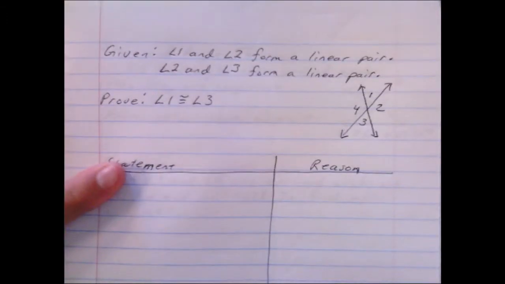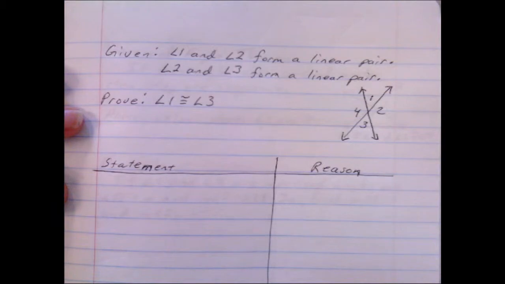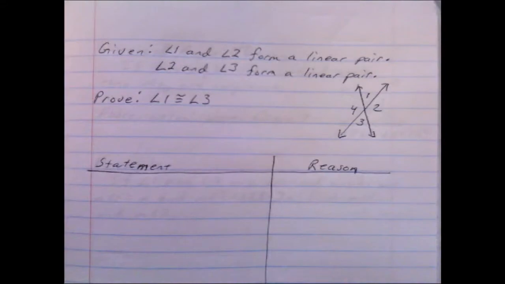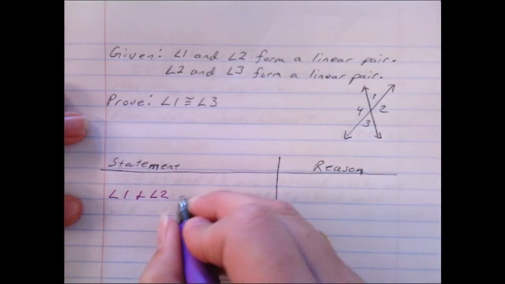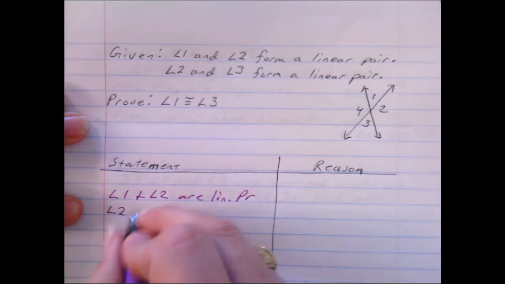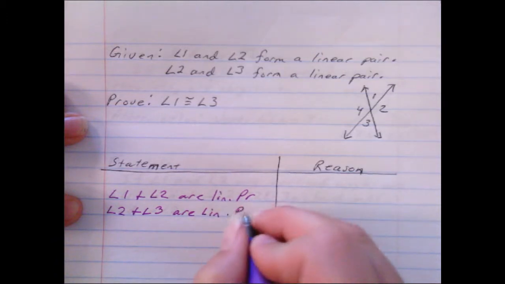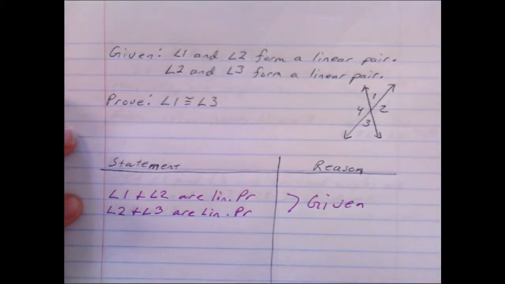Here's another one for us. So now this time we're given that angle 1 and angle 2 form a linear pair, angle 2 and angle 3 form a linear pair, and then we're trying to prove that angle 1 is congruent to angle 3. So again, we start out with our given. Angle 1 and angle 2 are a linear pair. Angle 2 and angle 3 are a linear pair. And that was given. So then the next thing that I'm going to do is the supplement theorem.